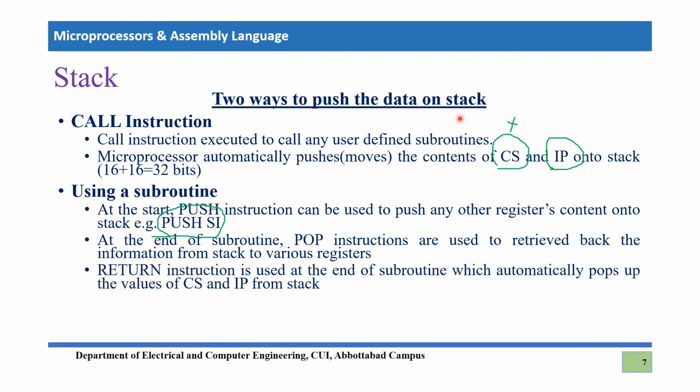Another important instruction we learned is return. Return is always used at the end of a subroutine. So whatever values were pushed before we called that subroutine, those values will come back to their original places. For example, in the case of the call statement, CS and IP were pushed onto the stack. So by the execution of a return instruction, CS and IP will come back to their original places from the stack.